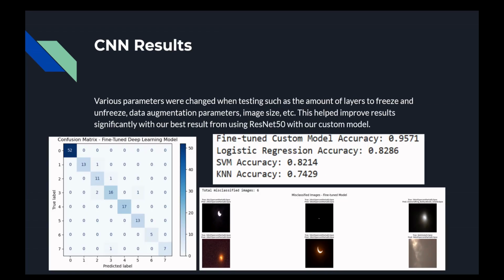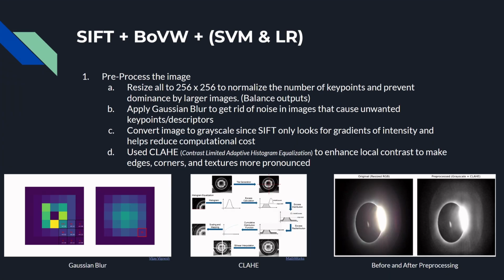Various parameters are changed when testing, such as the amount of layers to freeze and unfreeze, data augmentation parameters, image size, etc. This helped improve results significantly, with our best result from using ResNet 50 with our custom model, which gave us 95.71% and with only 6 misclassified images.